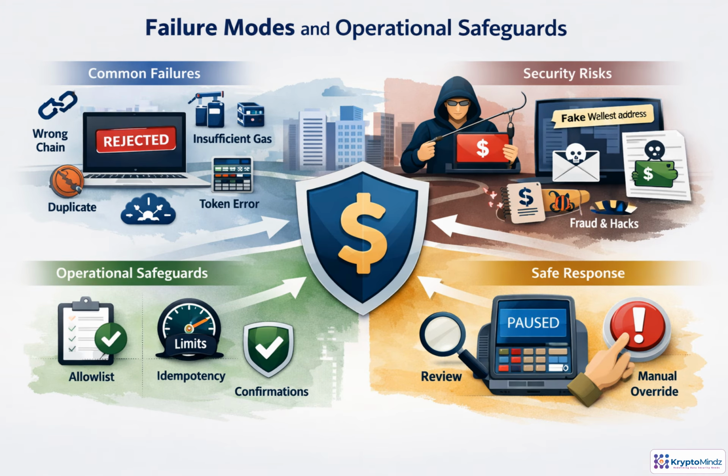Payment agents should be engineered with the assumption that things will go wrong. Some failures are technical: wrong chain, low gas, stale quotes, duplicate invoices, or token decimal mistakes. Others are adversarial: fake addresses, prompt injection, or compromised approvals. The safeguard mindset is simple: constrain what the agent can do, verify before value moves, and make every payment idempotent. When confidence drops, the agent should pause, explain, request review, and never retry blindly.